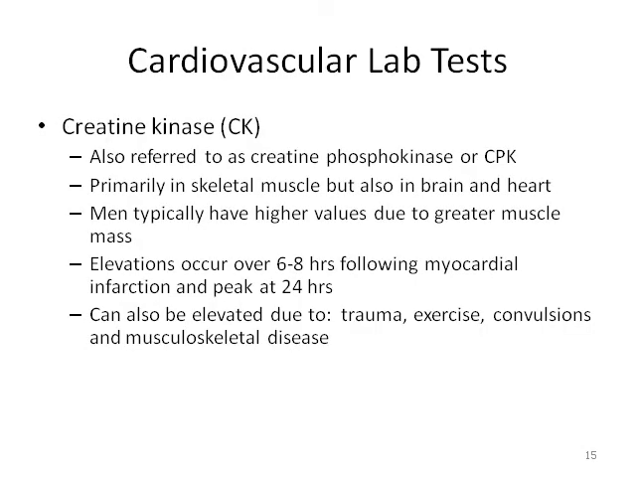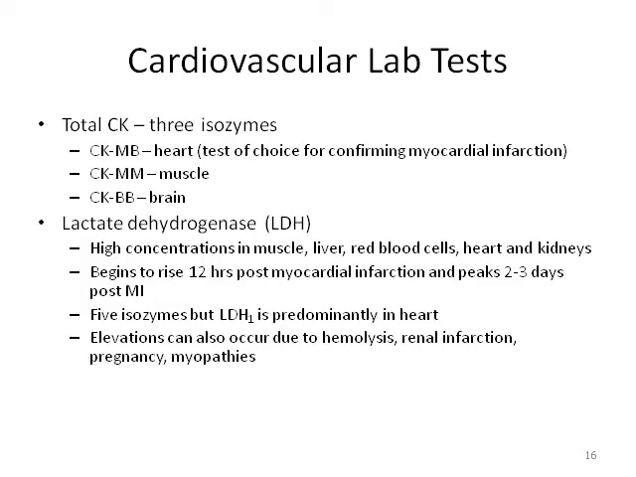Let's just touch very quickly on cardiovascular lab tests. What we look at is things like creatinine kinase. It's also referred to as a CPK, which is creatinine phosphokinase. This is primarily in skeletal muscle, but it can also be in brain and heart tissue. What we worry about is if your CK levels go up, it may be indicative of a heart attack. We also see that if there's extreme muscle contraction or trauma to the muscles, it can go up. And some drugs that may produce things like neuroleptic malignant syndrome may result in CK levels going up.